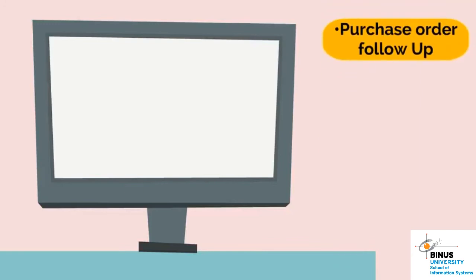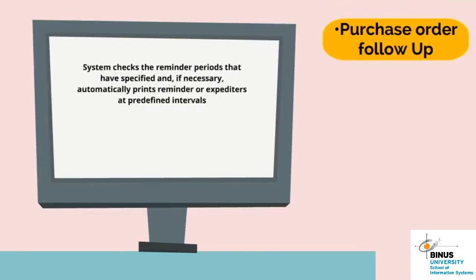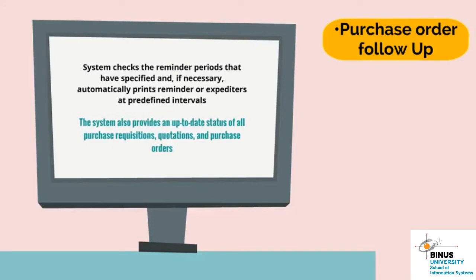In purchase order follow-up, the system checks the reminder periods you have specified and, if necessary, automatically prints reminders or expeditors at predefined intervals. The system also provides you with an up-to-date status of all purchase requisitions, quotations, and purchase orders.